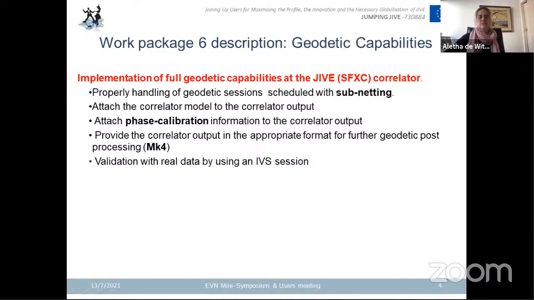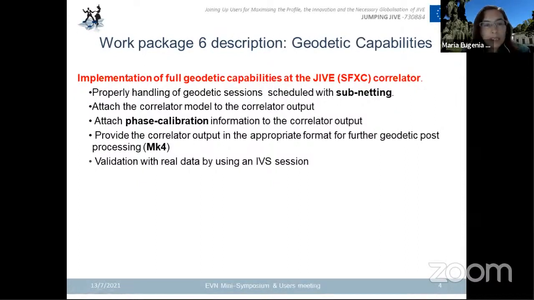Attach the correlator model to the correlator output. Attach phase calibration information to the correlator. In this case, phase cal is very important because it helps us to align the phase across the channels and to obtain the multiband delay, which is the observable of our interest.